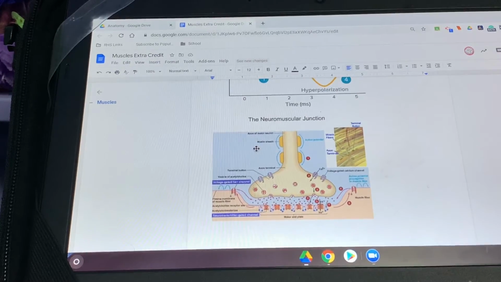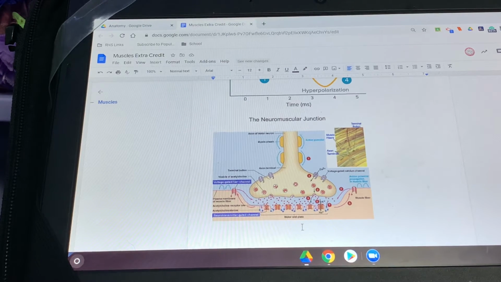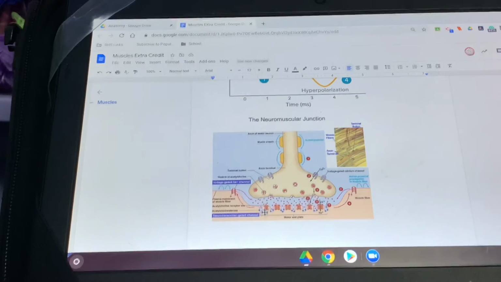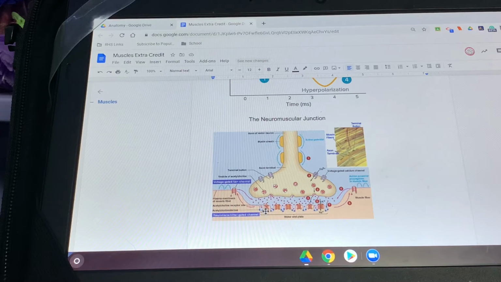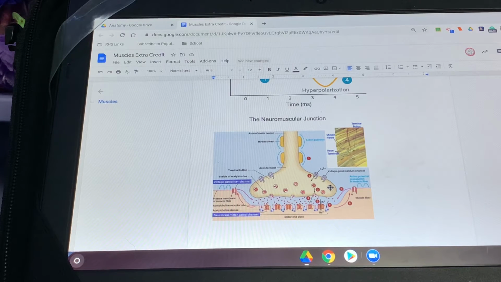And then the neuromuscular junction. This is the motor end plate. And then there's a bunch of gated channels which have acetylcholinesterase.